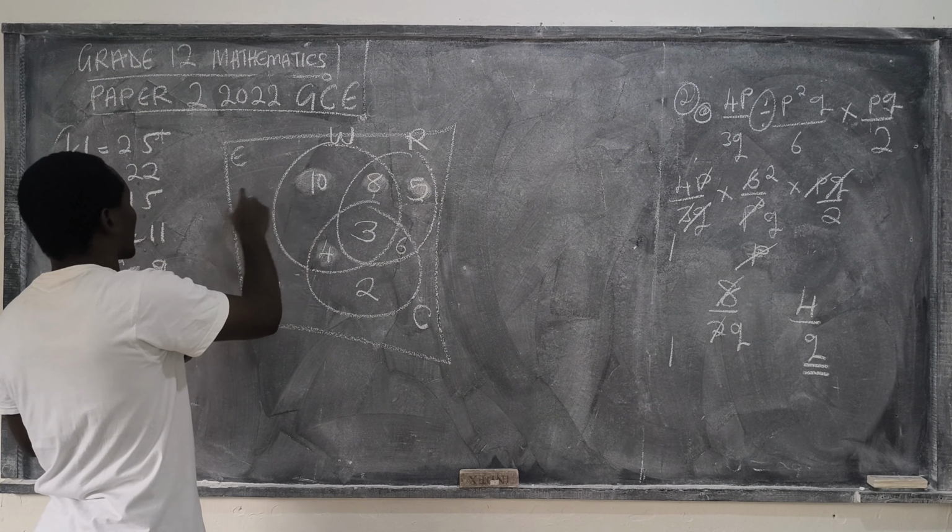You go to question 3B. Question 3B, it is saying the position vectors of the points A, B, and C are given there. Then they're saying show that the points A, B, and C are collinear. So how are you going to show that they are collinear? Meaning that they are lying in the same line or they are holding the same gradient.